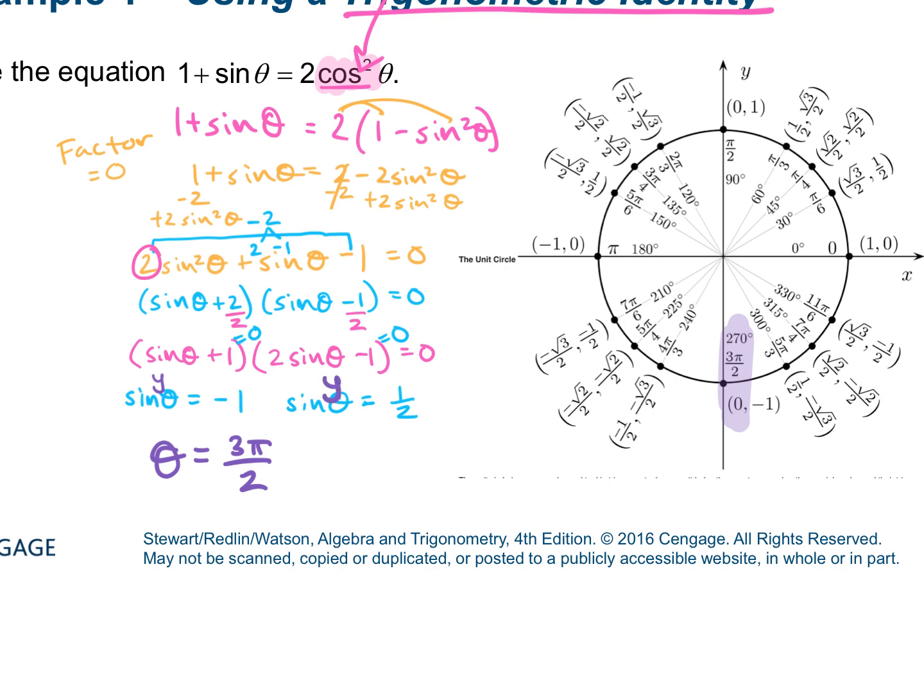Sine again is y. Where is our y on the unit circle? 1/2. Pi over 6 and 5 pi over 6. Perfect. So those are going to be our other 2 answers. Pi over 6 and 5 pi over 6. The order doesn't matter for the answers.